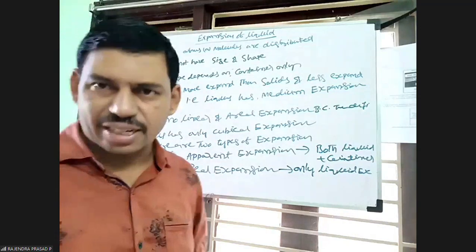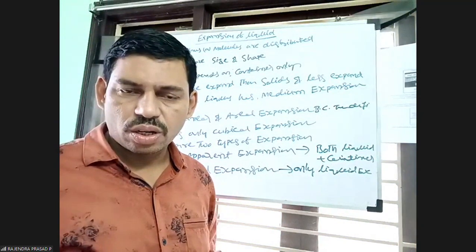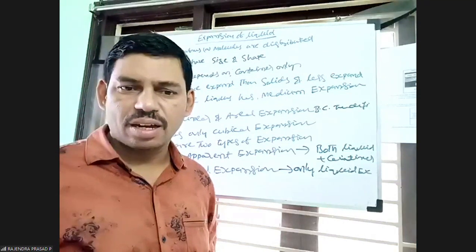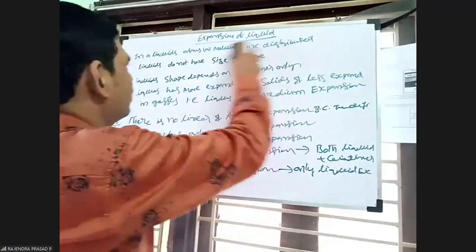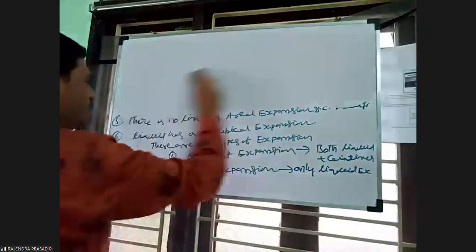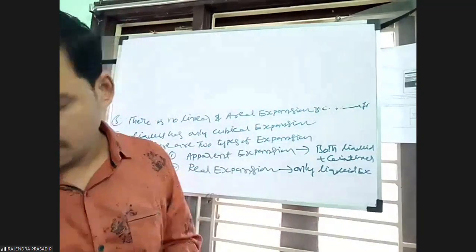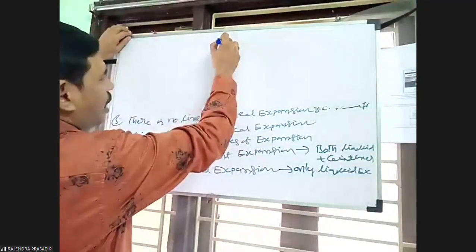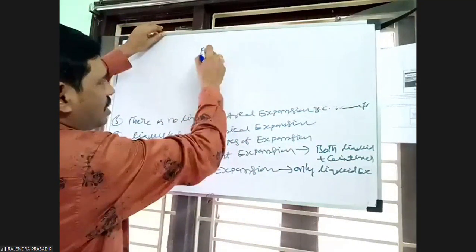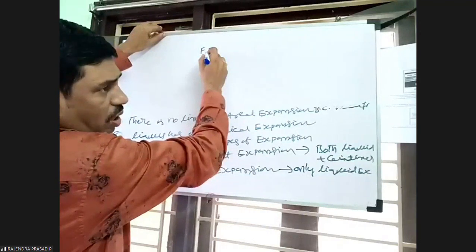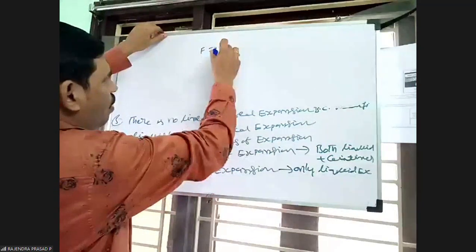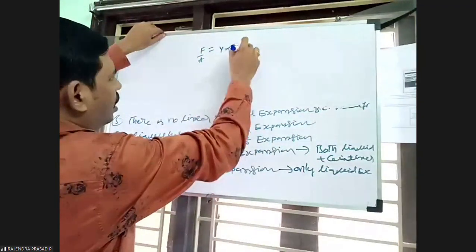Answer is not coming. This is an easy problem. Direct formula: F is the thermal force. Stress equals F by A equals Y alpha delta T. Tell me the Y value.